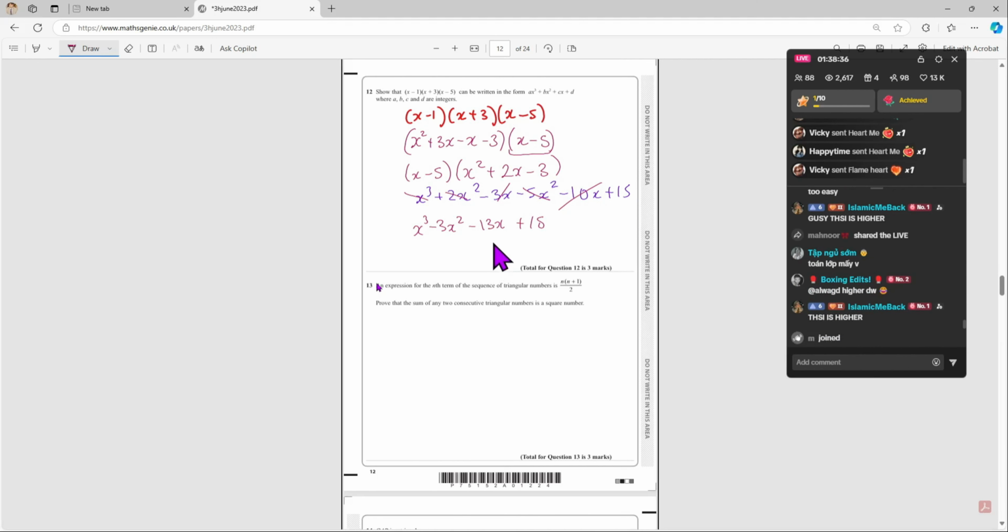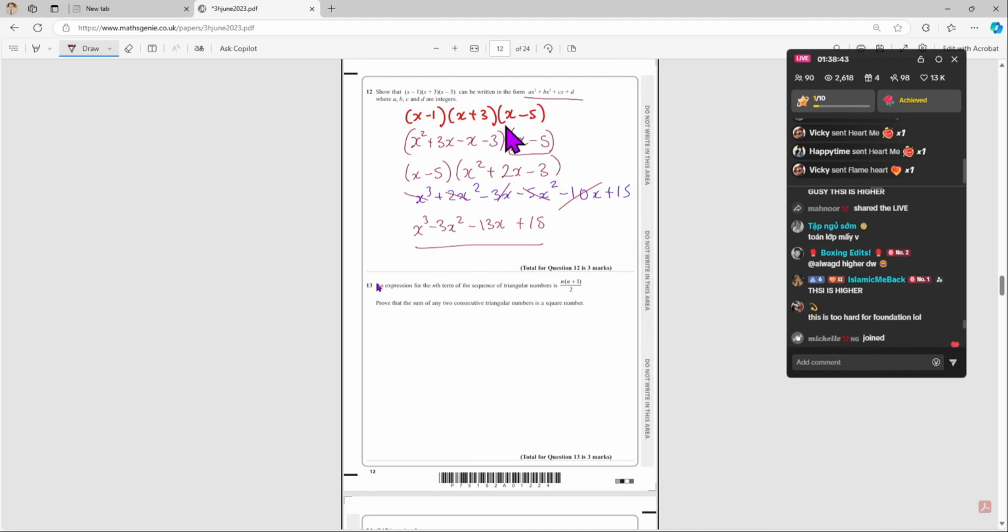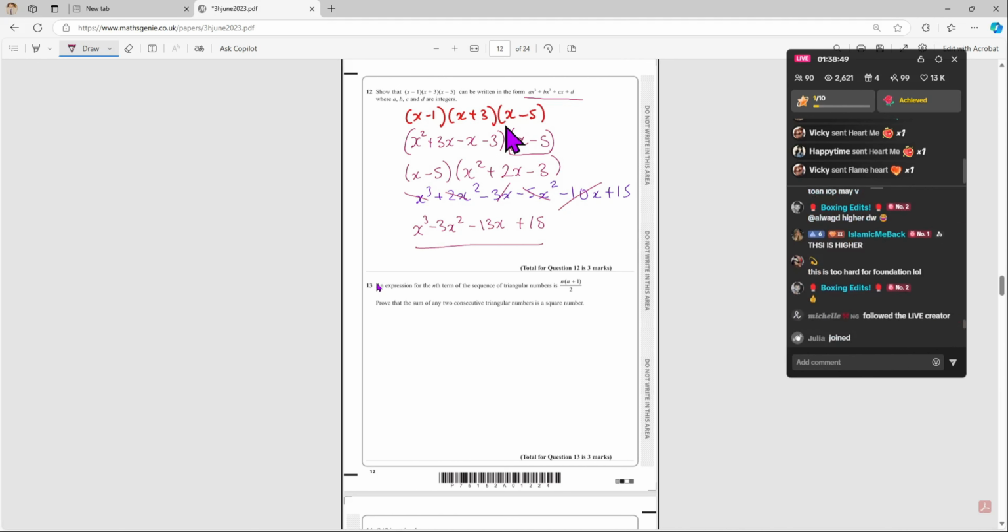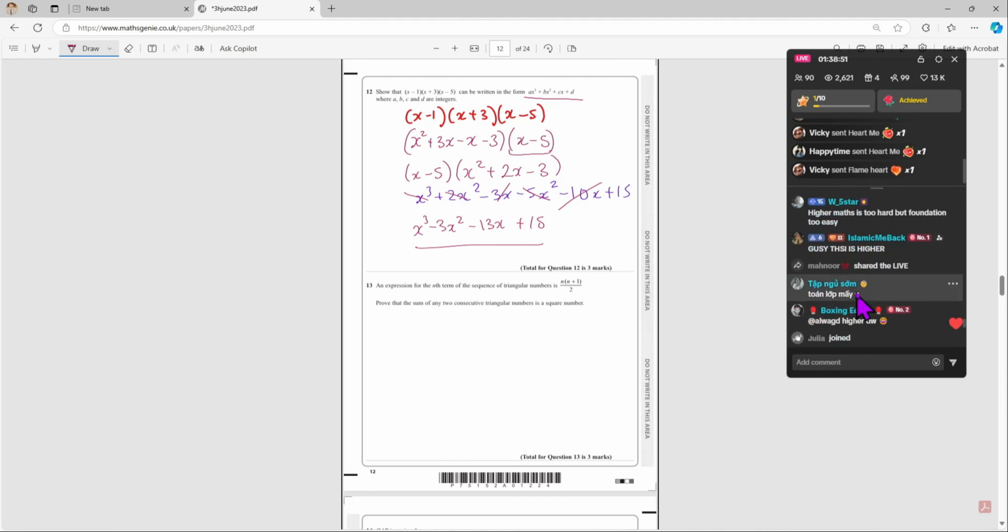So then that is it, plus 15, like that. And that is literally our final answer, because that is our form ax cubed plus bx squared plus cx plus d. Okay? That was a 3 mark question. So well done.